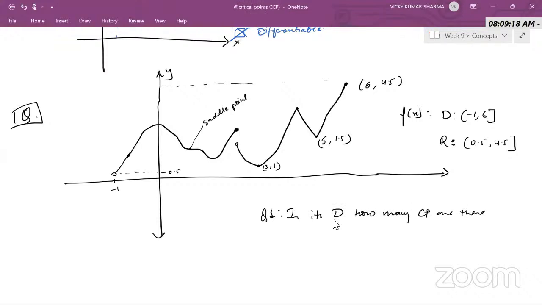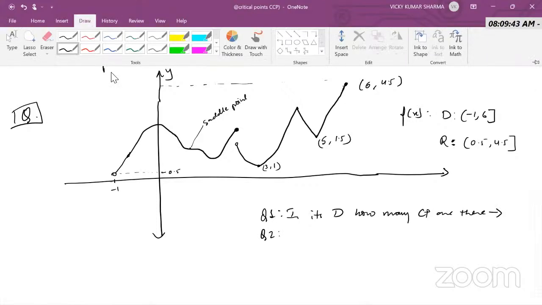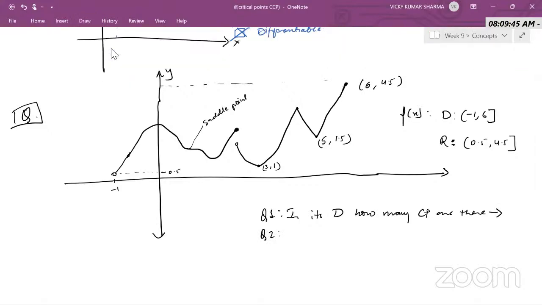We can take the turning points, right? How many? I think it is 6, including the saddle point. 6 including the saddle point.